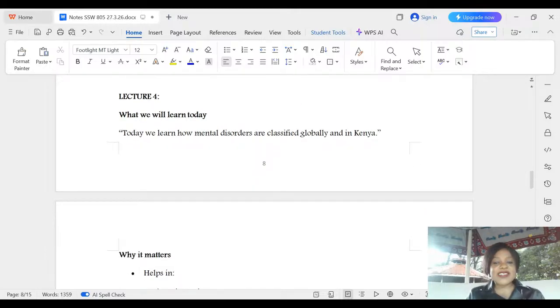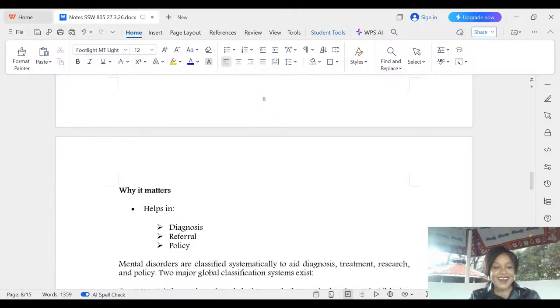Let's move on to the classification of mental illness. That's what we're going to learn next. And this is important because it will help us to be able to diagnose mental illness, to refer those who are affected to the right professionals where necessary, and to influence policy. Because when you're influencing policy, we have to be clear about what we want to address.